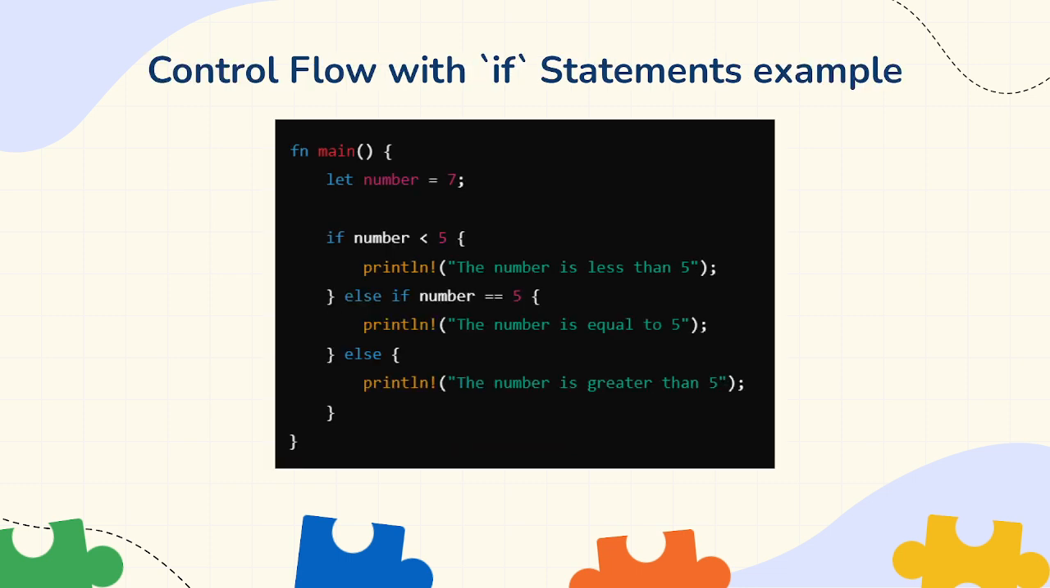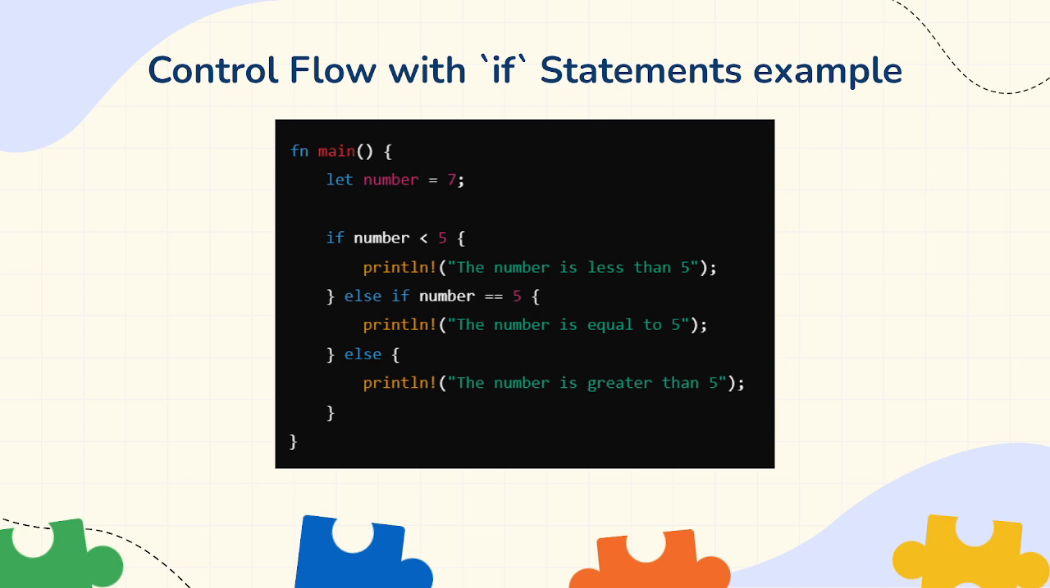Control flow in Rust is handled using if statements, similar to many other programming languages. Let's see how it works. In this code, we check if a number is less than, equal to, or greater than 5 and print an appropriate message. The if statement allows us to branch our code based on conditions, making our programs more dynamic and flexible.